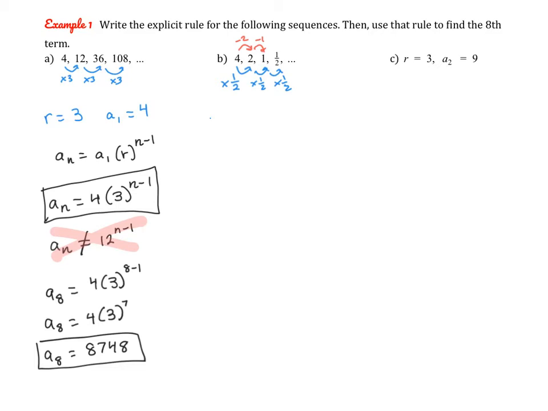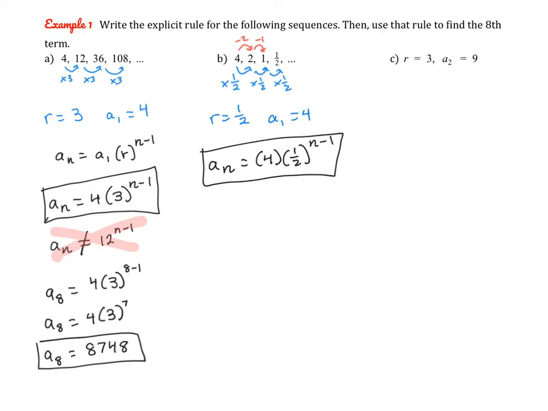So here our common ratio is 1/2. Our first term, a sub 1, is 4. So we can use that same formula: a sub n equals a sub 1 times r to the power of n minus 1. And again, this is how we will leave our answer. This is as much as you can simplify.